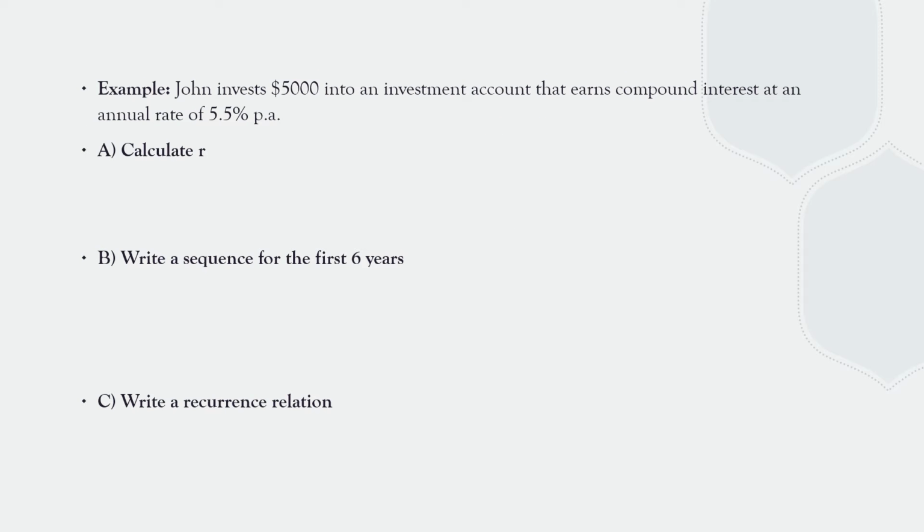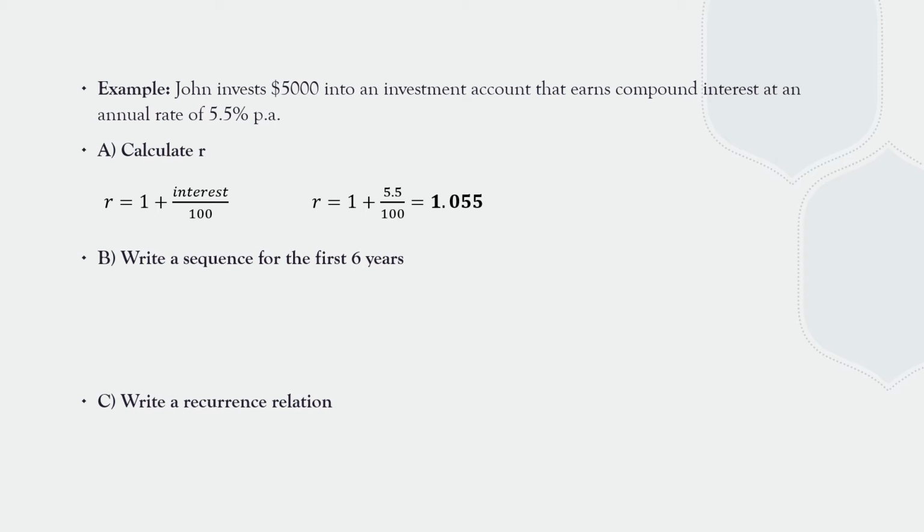All right, so we have an example here. John invests $5,000 into an investment account that earns compound interest at an annual rate of 5.5% per annum. So remember, p.a., per annum, just means per year. First part says to calculate R. All right, so the only information that we really need here is the interest rate, which is 5.5%.